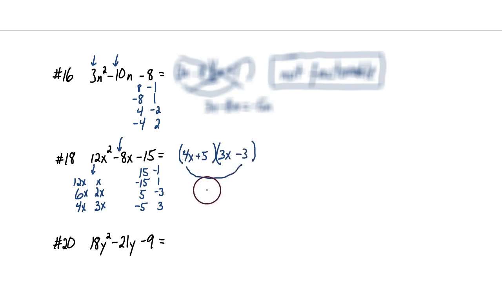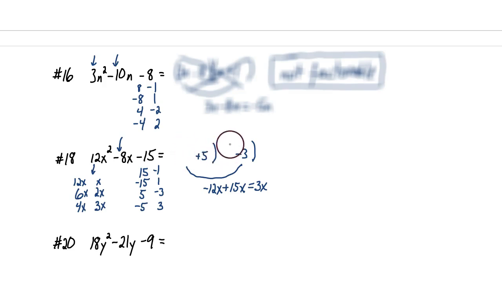4x times negative 3 is negative 12x. 5 times 3x is 15x. These combine to be 3x. That didn't work. And it's not going to help me just to switch those two numbers and put negative 5 here and positive 3 here, because all that would do is make our combination be negative 3x.